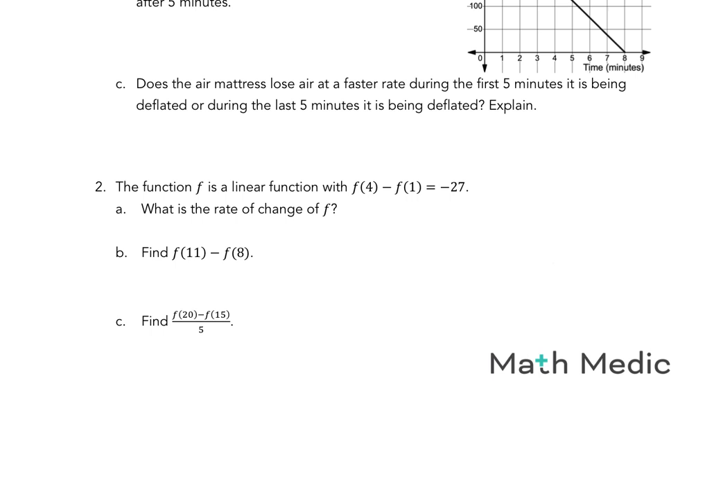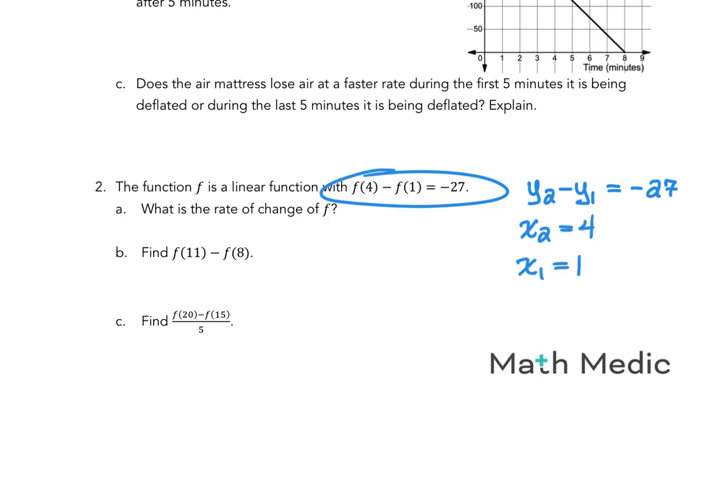because they give us this and ask us for the rate of change of f. We know it's linear, so the rate of change is constant, but they've basically told us y2 minus y1 is negative 27. They've told us that x2 is 4 and x1 is 1. So this is one that people have still been coming to me with questions about, which is totally fine. Continue to do that, please. But function notation is just something that's not a high comfort level for a lot of people.